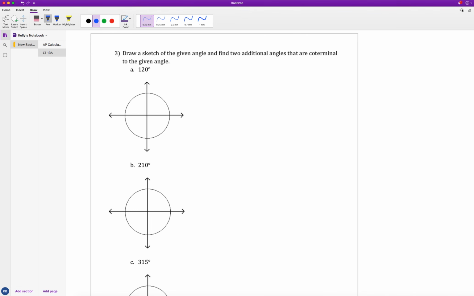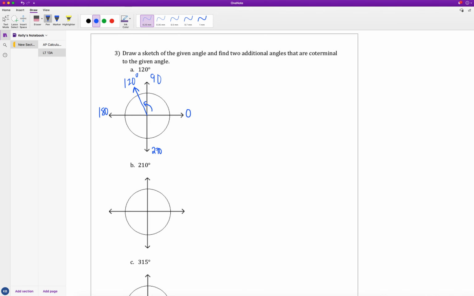So 120 degrees. What I'm going to look at is I'm starting at 0. I know that 180 is over here. I know that 90 is up top, and 270 is down here. This kind of helps me decipher which quadrant I will be in. Well, 120 is a little bit past 90, so that would be this angle right there, which is this 120 degree rotation from the positive x-axis, a little bit past the y-axis.